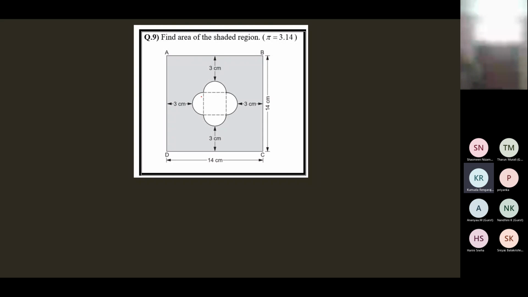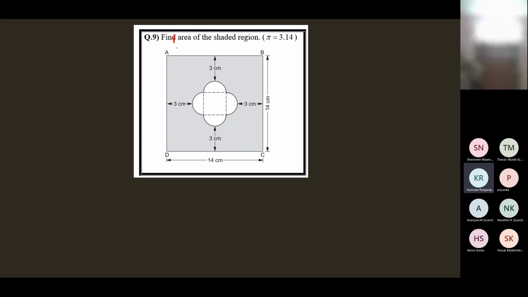Now you have to find the area of this design in the middle. The area of the square minus the area of the design will be the area of the shaded region. Basically there are two things: this is the shaded region, and this is the unshaded region. The whole figure ABCD minus the unshaded region will be the area of the shaded region, because shaded and unshaded together make the whole figure.